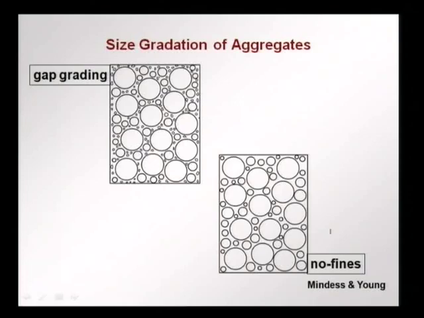We make exceptions to this rule in some cases. This is gap grading, where an intermediate fraction of aggregates is removed or is missing. This is done sometimes to make concrete more pumpable. This concrete could be more pumpable than a concrete that has a dense grading, because there is less interlock, the fluidity is better, and when the concrete has to be pumped over long distances or heights, a gap grading is used where an intermediate fraction of aggregates is removed.